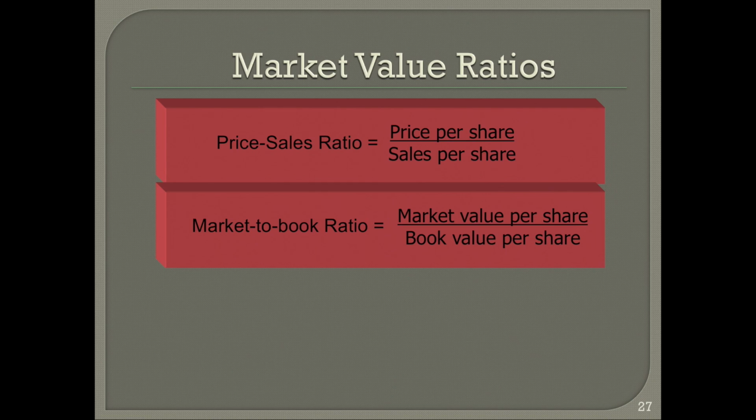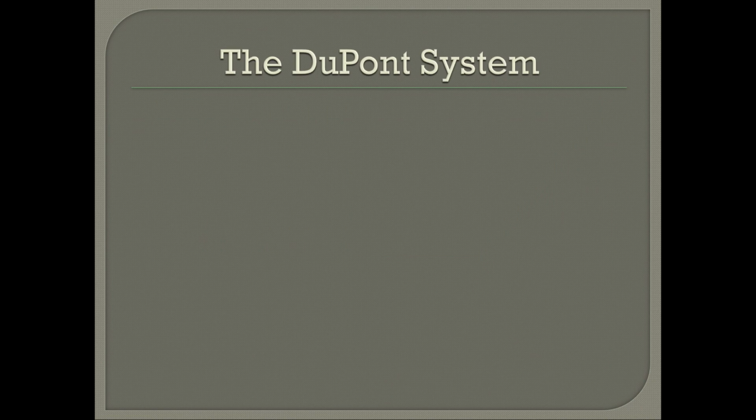So if it's under 1, it may be that it's undervalued, where the market value is not actually showcasing what the book values are showcasing. Over 1 could mean that it's overvalued, but it's another way that you can evaluate a company's stock. So those are the 5 categories of ratios, and the different types of ratios within. Hopefully we have an understanding of what each of those ratios is actually showcasing.